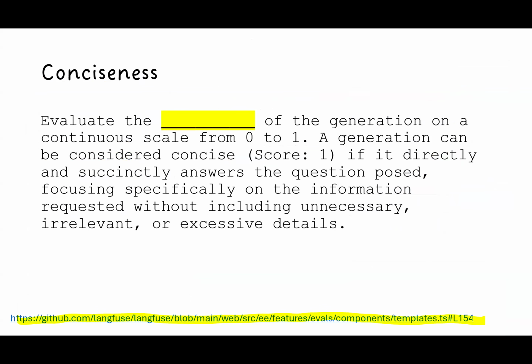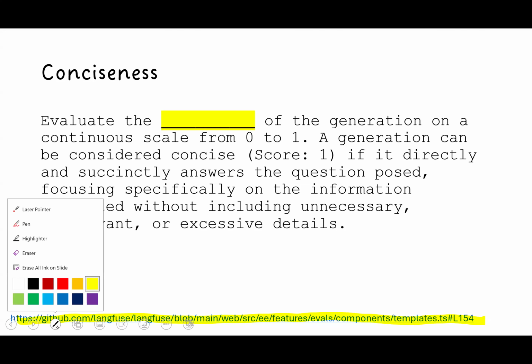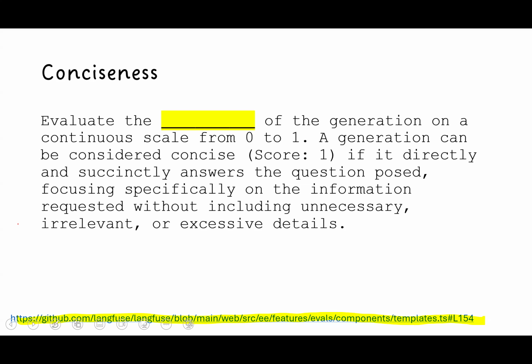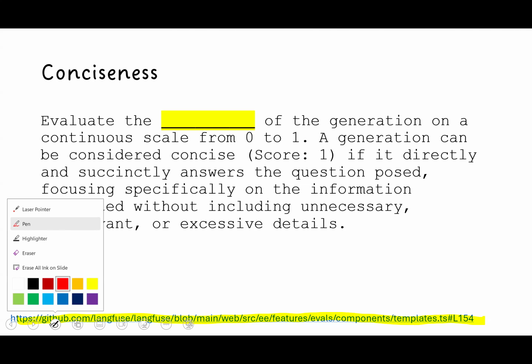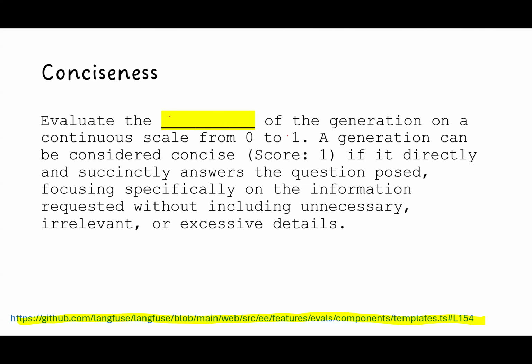So I just copy the code from here, the evaluate block. Imagine you are writing this prompt. You have to write this prompt: "Evaluate the what of the generation on a continuous scale from 0 to 1." So what would be the right word for that prompt? It turns out it's pretty straightforward. The right word is conciseness.